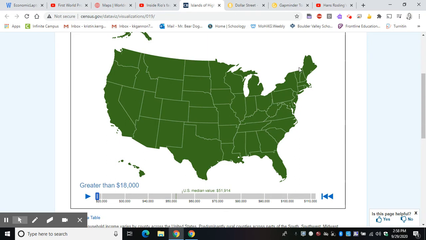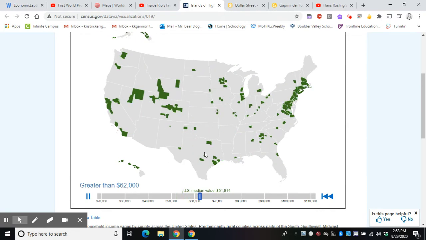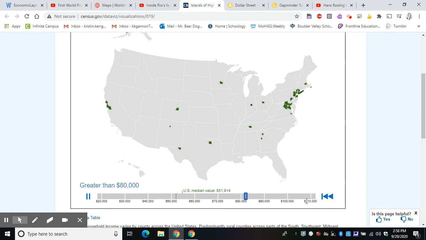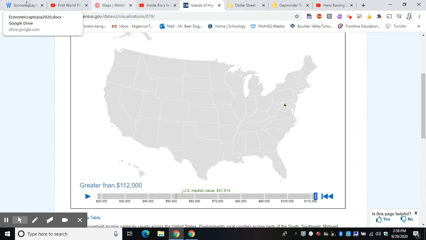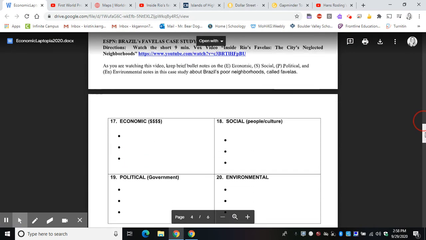So this is assuming that everybody here has at least people that are at the poverty line. But then as you run the simulation, there's going to be areas that fall off because they don't have as much money. And then you're going to look and see who's left for $110,000 at least a year. So it's called Islands of High Inequality.